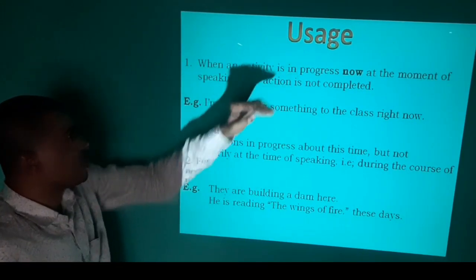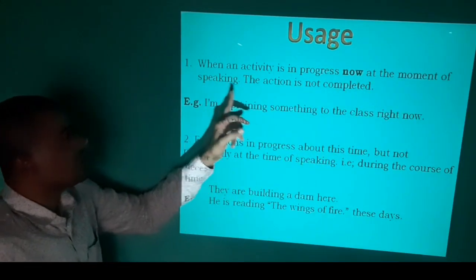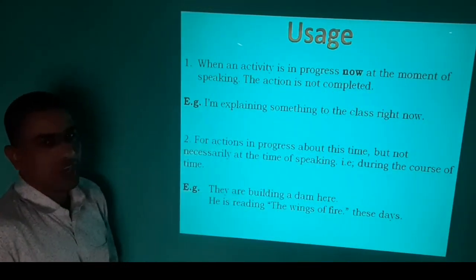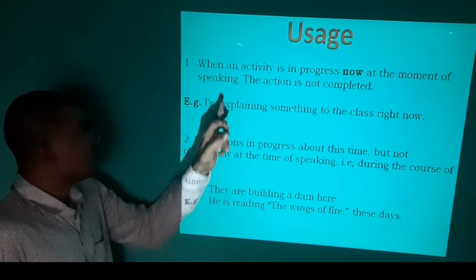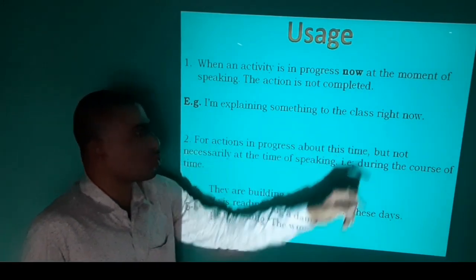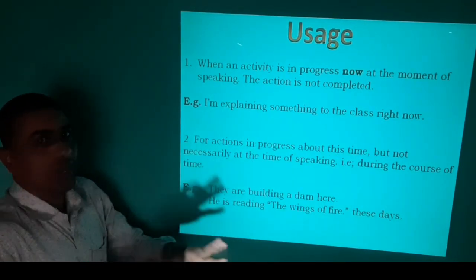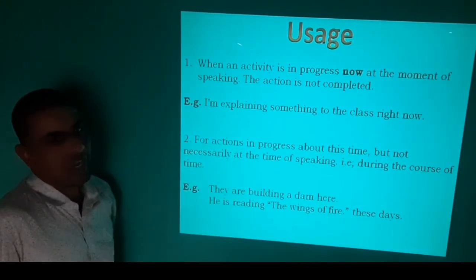Next, if you look at the usage, when an activity is in progress, now at the moment of speaking, the action is not completed and the action is going on or moving on or progressing, we speak in terms of present continuous. I am explaining something to the class right now. As I am explaining, it is going on. So, I am explaining something to the class right now.